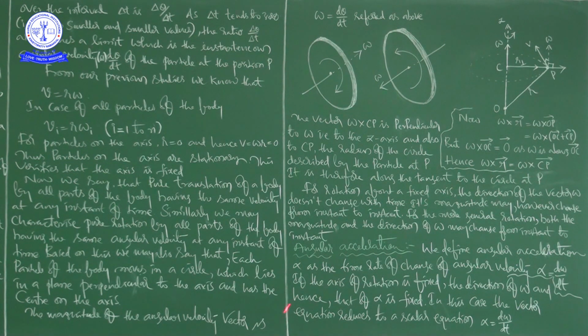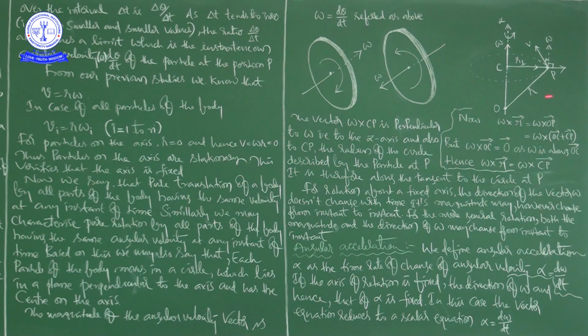And you can also see the two pictures here. If your body is rotating like this, what is the direction of the angular velocity? If your body is rotating like this, what is the direction of the angular velocity? Like this. And the magnitude of the angular velocity vector is omega is equal to d theta by dt.